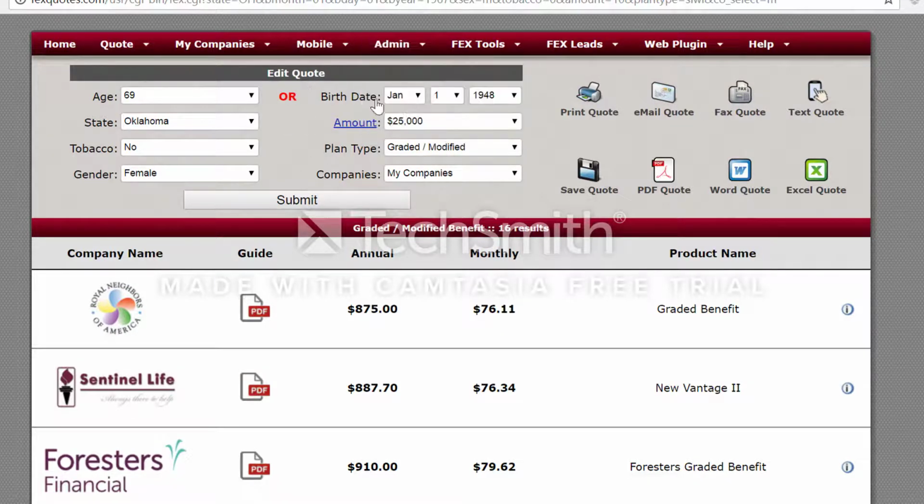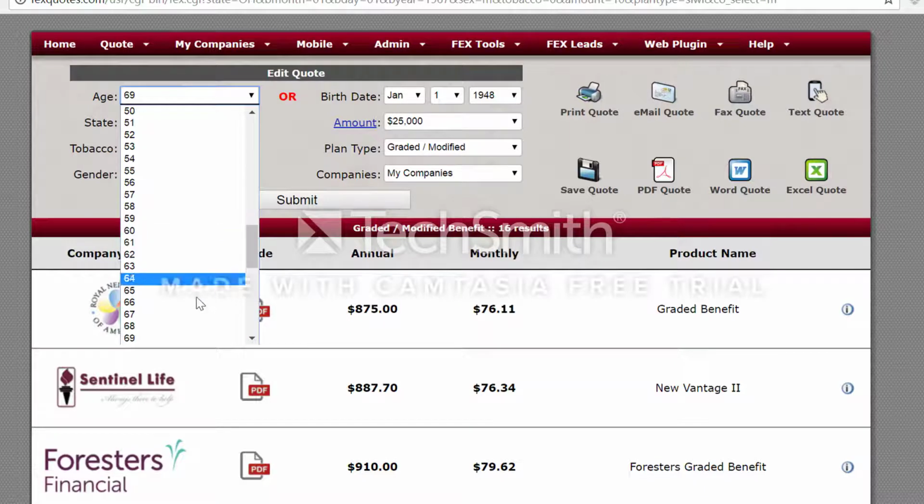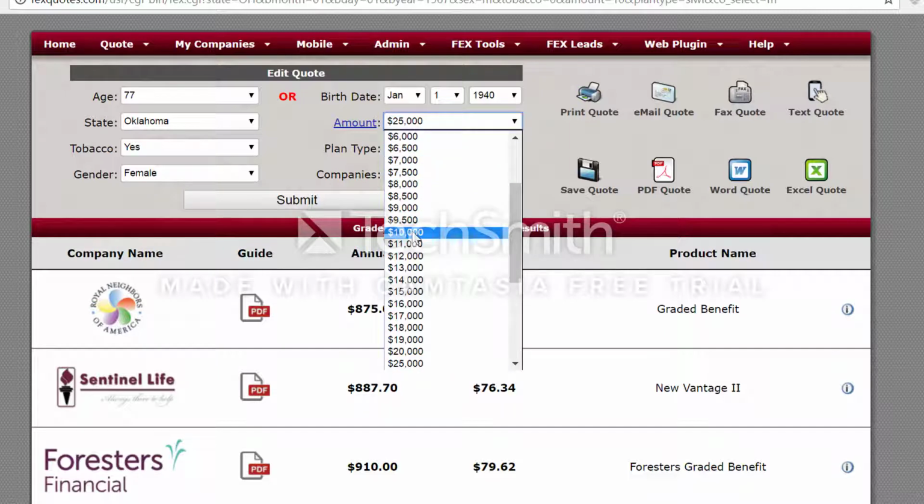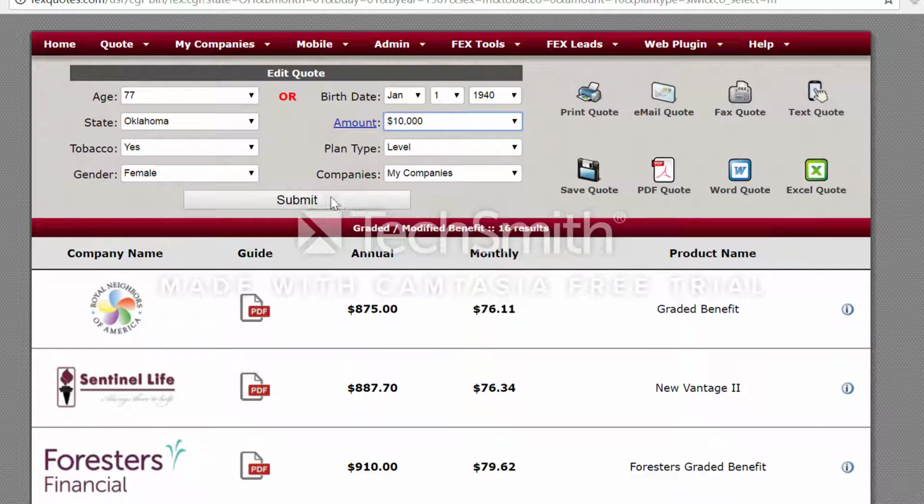Now, once you get here, you can then just start editing things on your own. Let's say, hey, let's see what my husband qualifies for. He's 77, and he's a tobacco user. He doesn't have any health issues, so he's level. And I only want to see what I can get for 10,000. So you click submit.